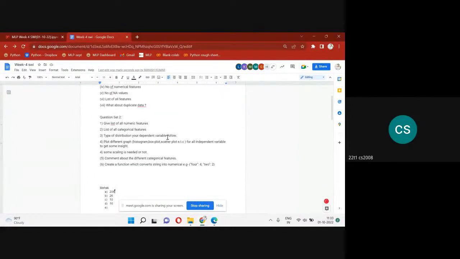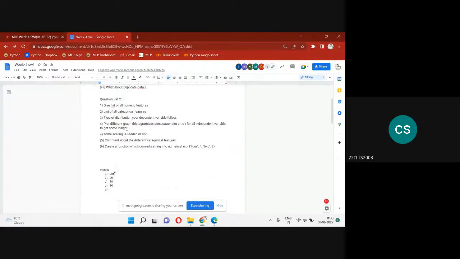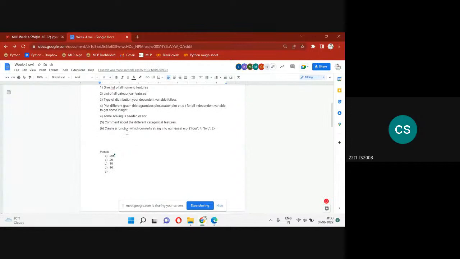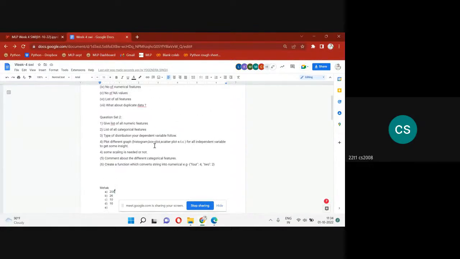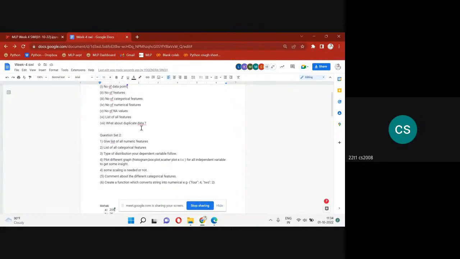Since enough questions are there, whoever is done with the first six or seven questions can move to the next questions also. It's not an issue. So, sir, number of data points represents number of columns? The first question, number of data points, means number of rows, sorry. Yeah, number of rows. And number of features is number of columns, excluding the target. Yeah, exactly.